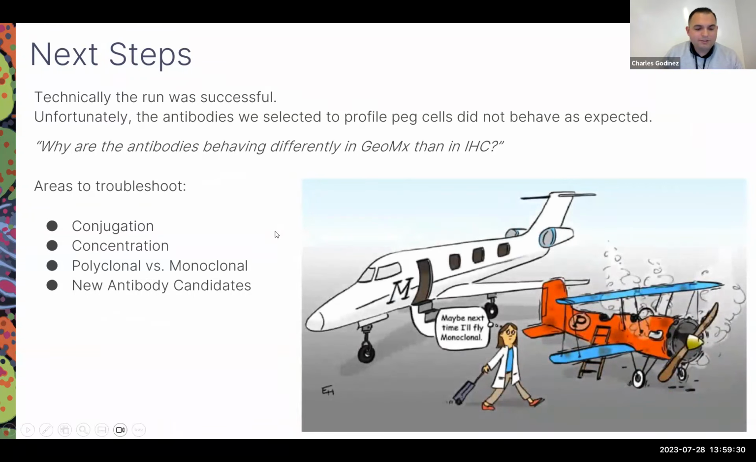And here's a cute cartoon to drive our point across. Two of the antibodies we selected were polyclonal. Perhaps monoclonal versions may work better. Lastly, we may decide to use new antibody candidates altogether. We may find better evidence that supports the use of an antibody that we did not use in the experiment and try that.